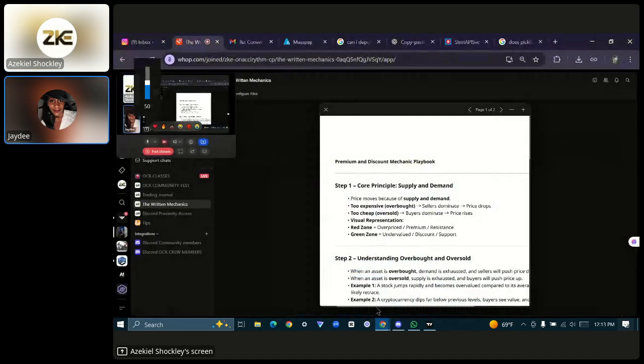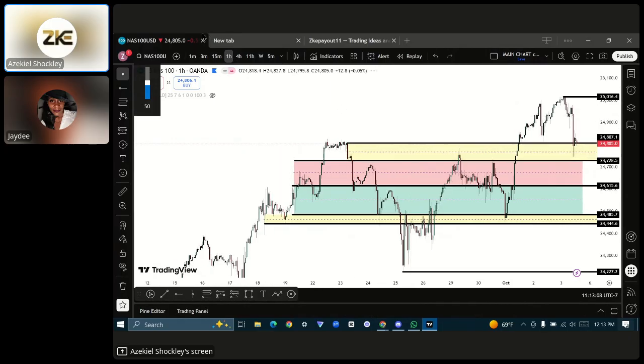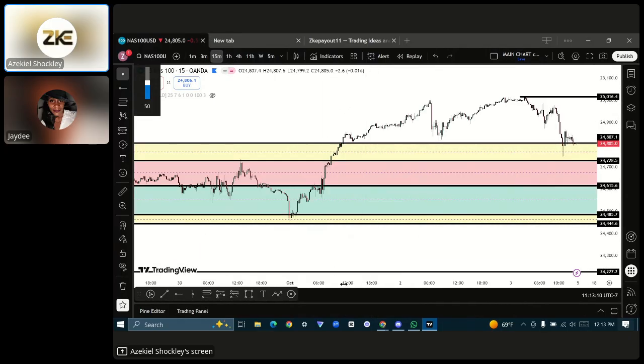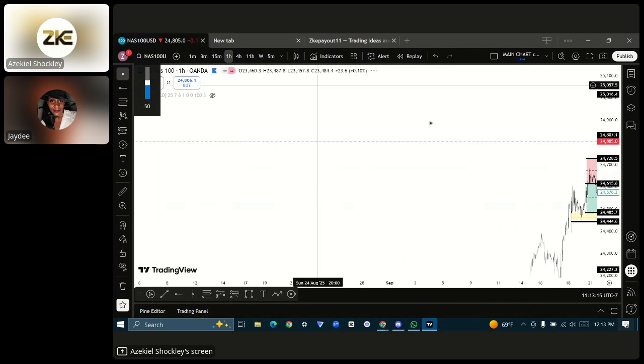And we do this all on the 1 hour chart or the 4 hour. Yes, ma'am. And then you can get your entries either on the 1 hour or the 15 minute. Okay. Got it. Boom.